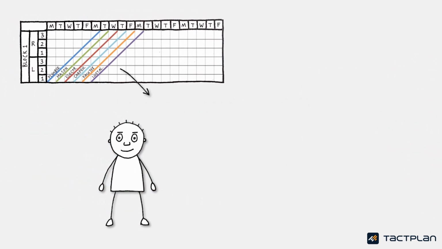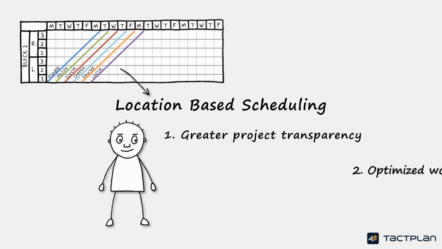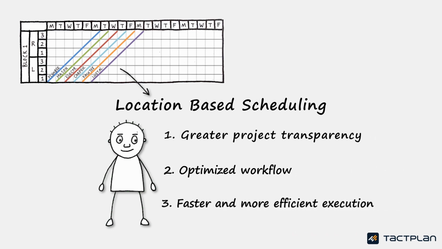With location-based scheduling, you gain greater project transparency, optimized workflow, faster and more efficient execution, proven to be up to 20% more efficient. For John, this means higher profits and a greater chance of winning future projects.